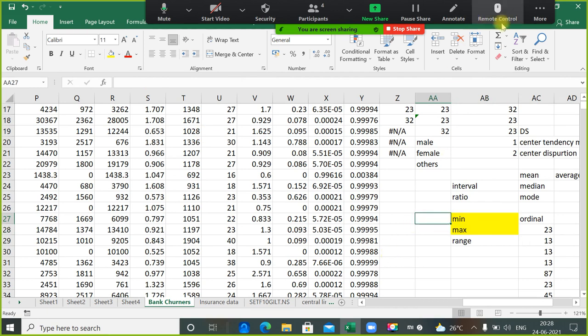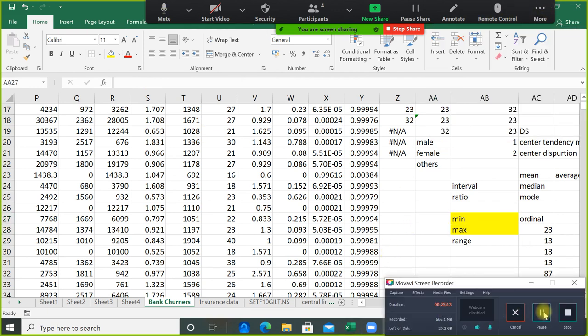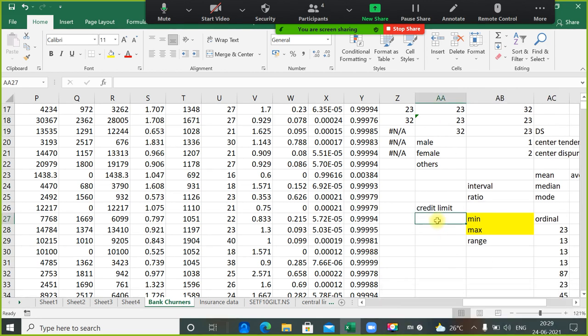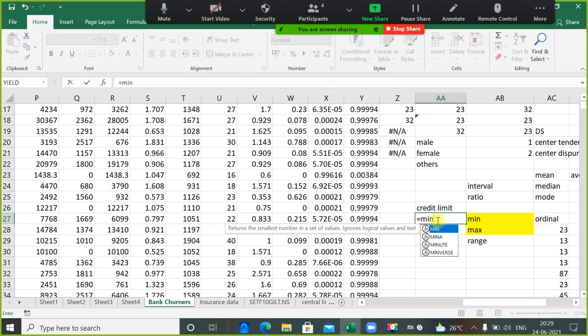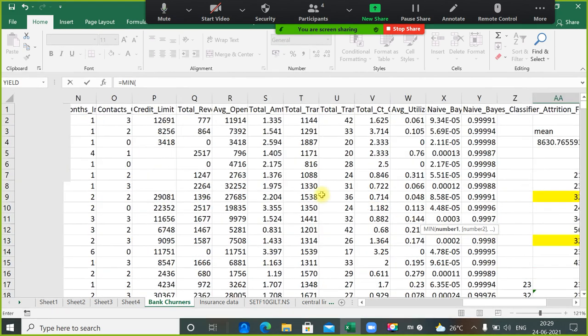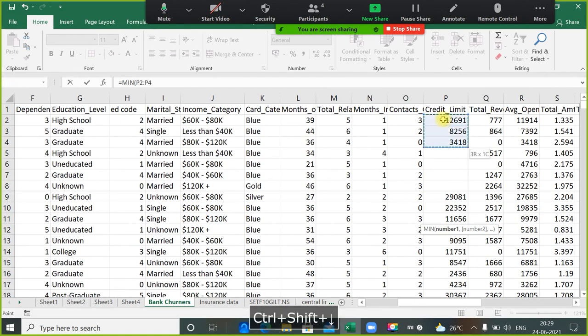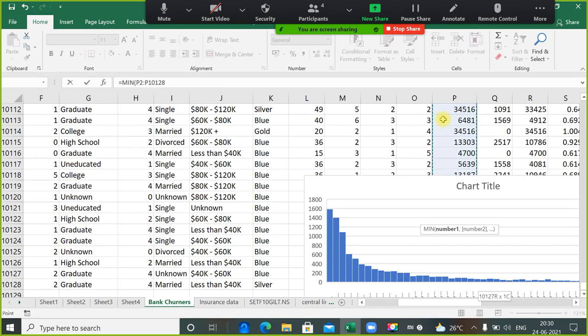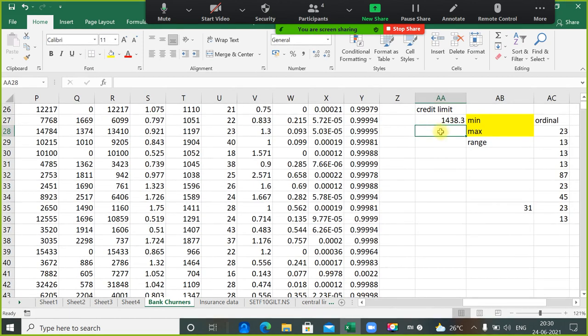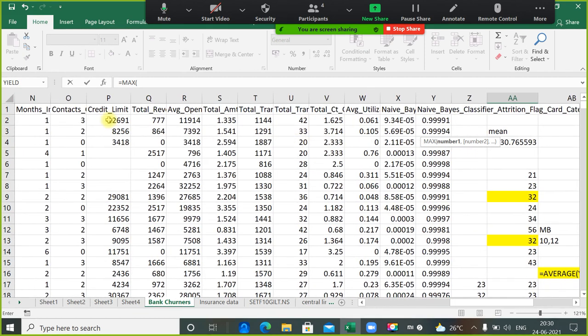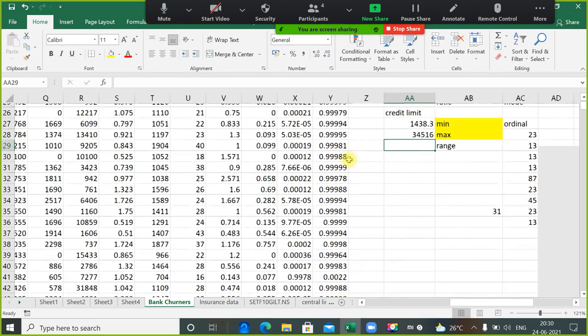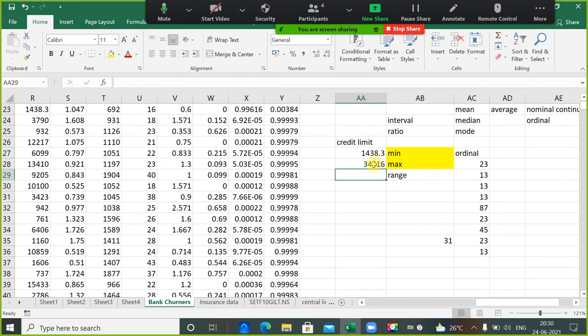Calculate and tell me the minimum and maximum. Minimum is nothing but we are just using the min formula, equal to min, and select the column for which you want the minimum. In the credit limit column, some of the data I deleted, so I may get a different answer. Probably it will be the same, but if it is different, let me know. Then for the maximum, again we have to select the credit limit column. Enter. Okay. The range is nothing but the difference between the max and minimum.